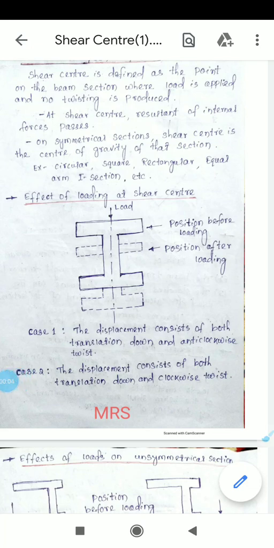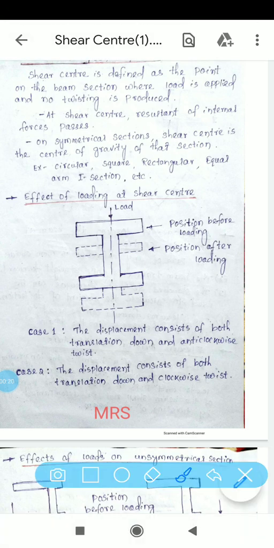In this lecture, I will talk about the shear center of a section. This is very important in connection with bending of the beam. So first, you remember the definition of the shear center. Shear center is defined as the point on the beam section where the load is applied. So this one is your definition.